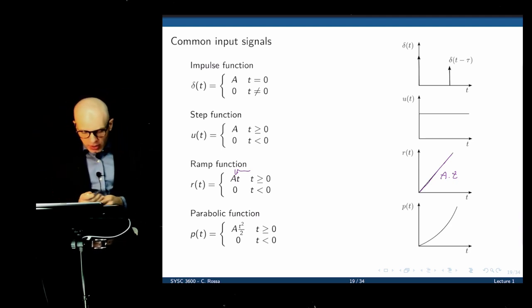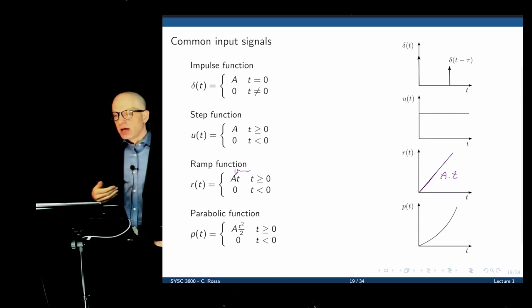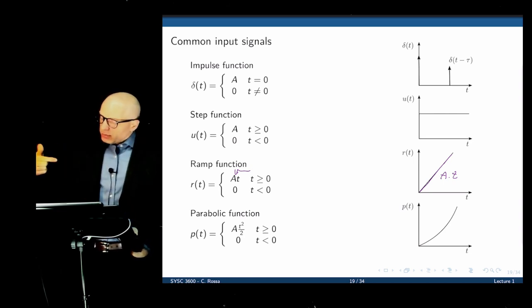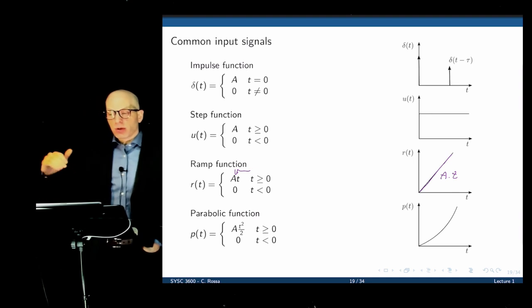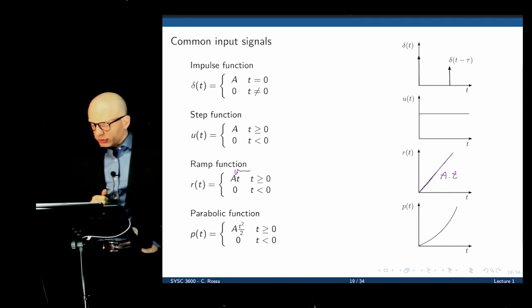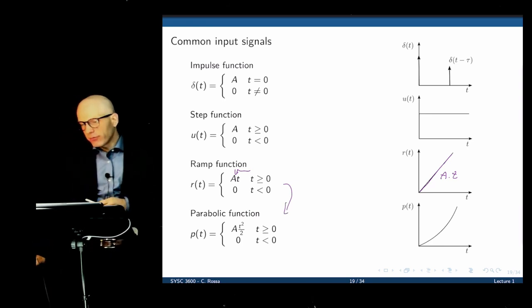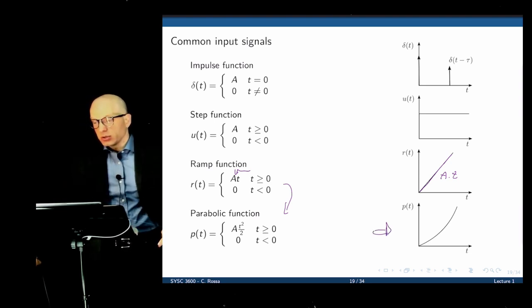In case the speed is not constant, so there is an acceleration acting on these objects, then this target position would not go up linearly. It would maybe change and follow a parabolic function. So that would be the third function here, which, as you see, is simply the integral of the ramp function. The integral of t is t squared over 2. And the only difference here is that this function now increases quadratically over time.